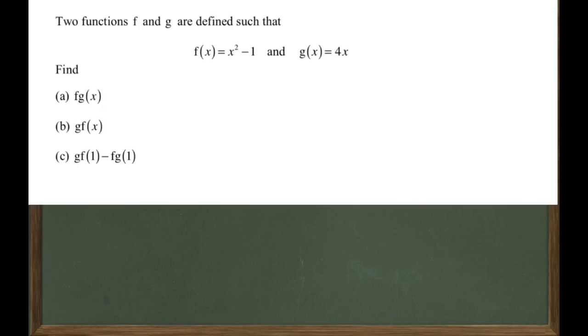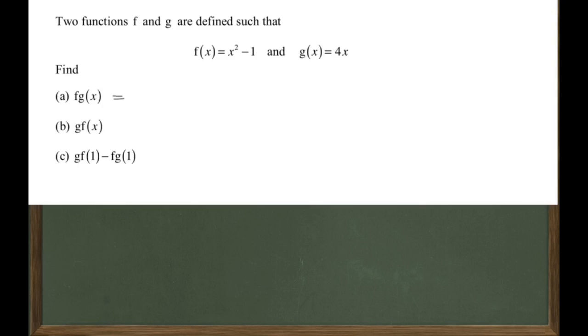Okay, so welcome back if you did have a go, and let's have a look at what this question wants us to do. We're told that two functions f and g are defined such that f of x is equal to x squared minus 1 and g of x is equal to 4x. And what we have to do in part A is find f of g of x.